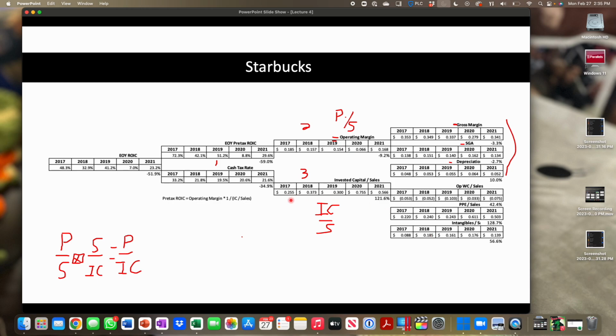So we said in 2017, it's 25.5 cents is the spending on invested capital to drive $1 of sales. In 2021, it went to 56.6 cents to drive the same $1 of sales, so they're spending more. Now let's explain why. So, working capital. 2017, working capital was negative 5.3 cents. How do you have negative working capital? How is that possible?